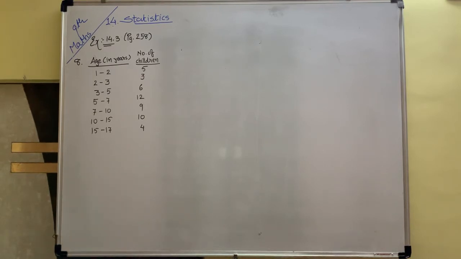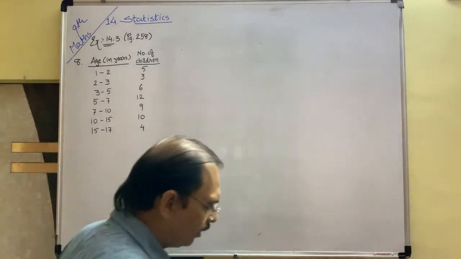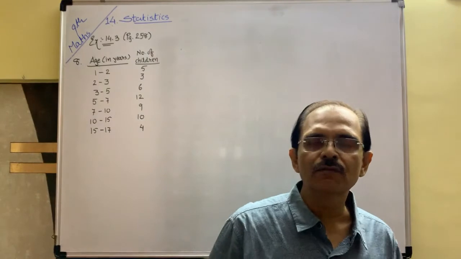1 to 2, 2 to 3 means the gap is of 1. Then 3 to 5, gap is of 2. Then 5 to 7, again 2. Then 7 to 10, again 3. 10 to 15 is of 5 and 15 to 17 is only 2 again. So here the width is not proper. If the width is not proper, you have to apply the proportionate frequency.